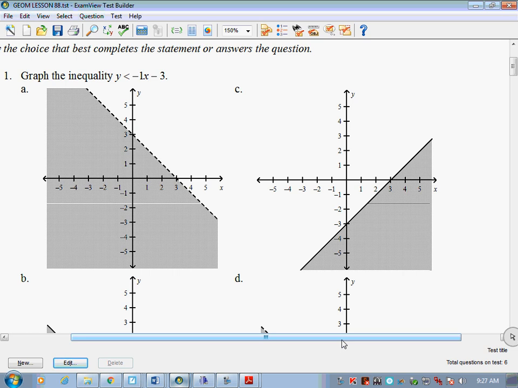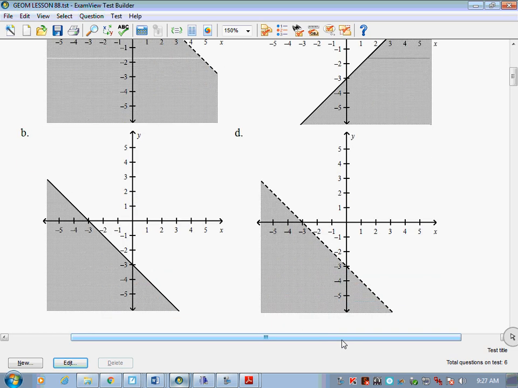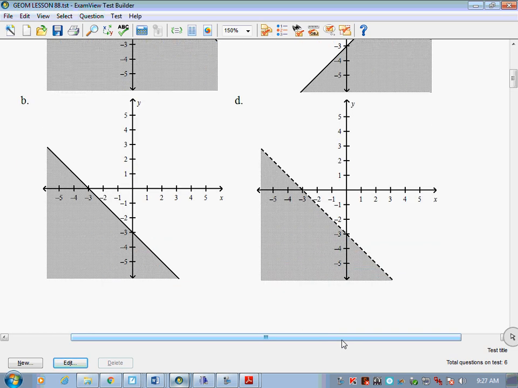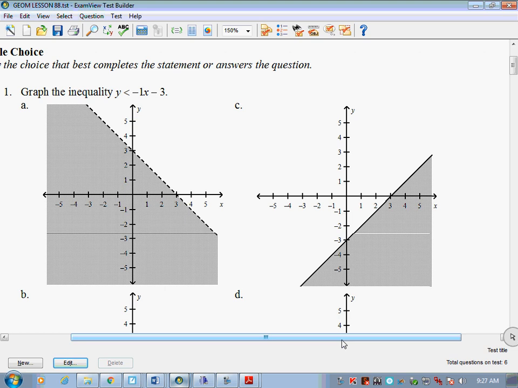All right, so does graph A work for that? No. Does graph C have the correct y-intercept? I'm not asking if the graph is correct. I'm just asking, does it cross the y-axis at the right spot? Yes, it does. All right, let's see if we can eliminate anything else. Now, do B and D cross the y-axis at the correct point? Sure.